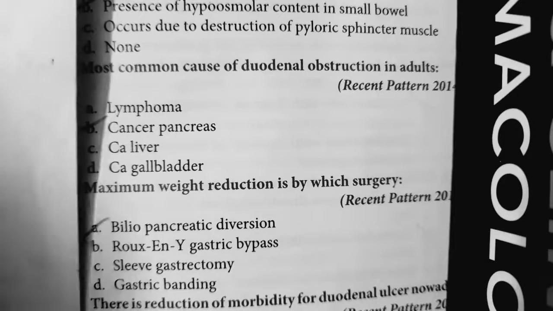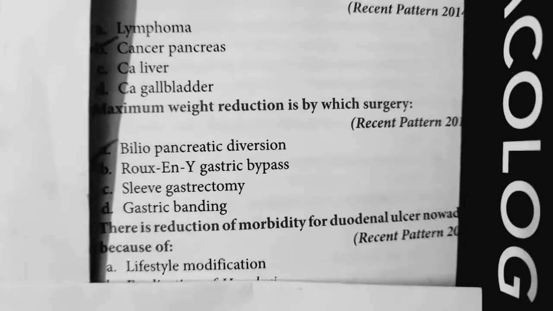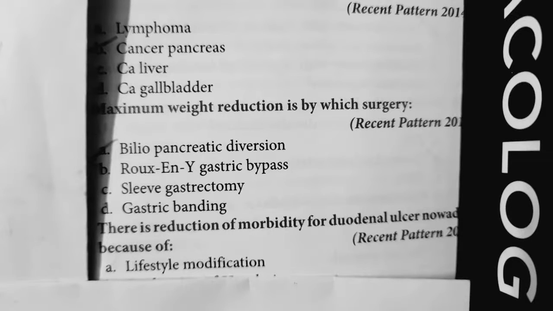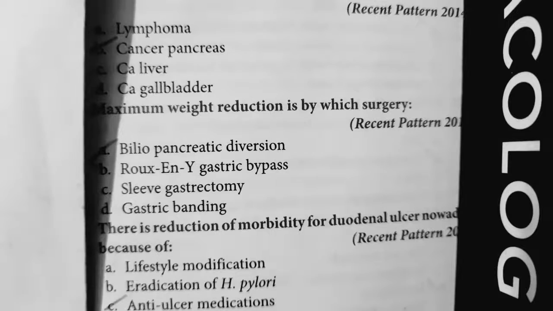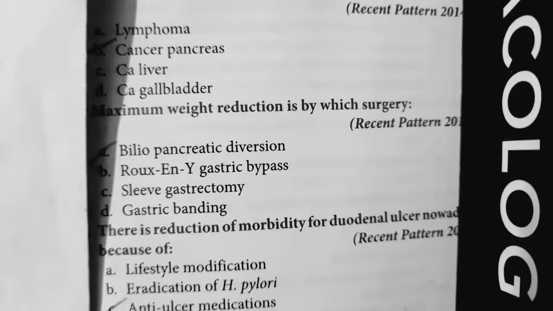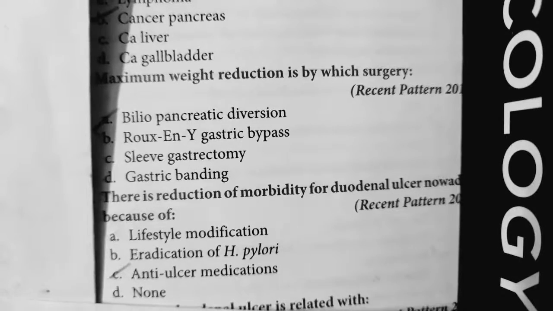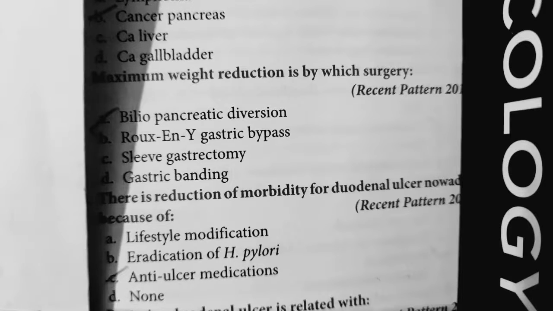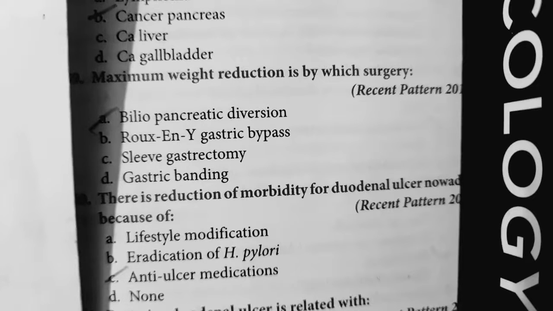Then question number 9. There is reduction of morbidity for duodenal ulcer nowadays because of anti-ulcer medications. There is reduced morbidity of duodenal ulcer due to the widespread use of anti-ulcer medications like H2 blockers and H. pylori eradication therapy.